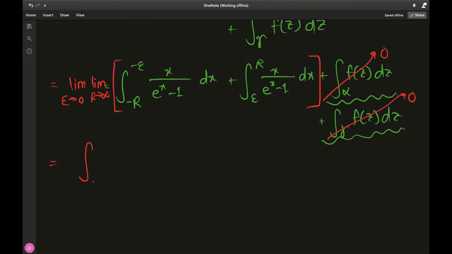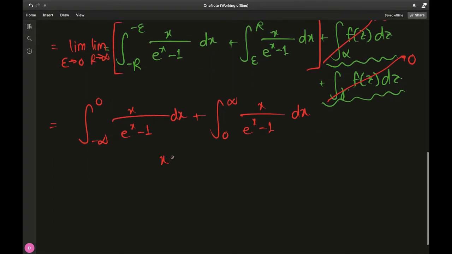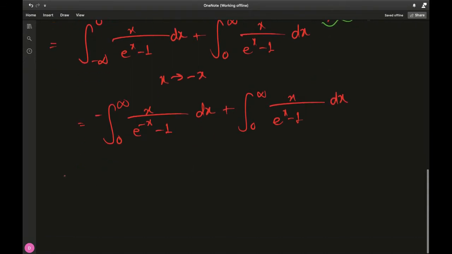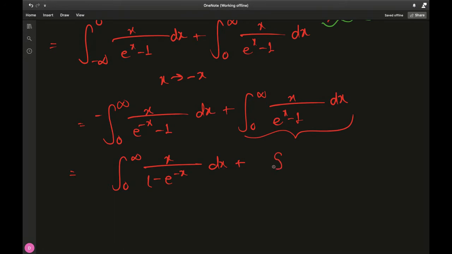So when I do that, I have the integral from negative infinity to 0 of x over e to the x minus 1 dx plus the integral from 0 to infinity of x over e to the x minus 1 dx. Now what I'm going to do on this first integral is make a quick substitution. Let x change to negative x, and doing that we now obtain the integral from 0 to infinity of negative x over e to the negative x minus 1 dx, plus the integral from 0 to infinity of x over e to the x minus 1 dx. We have the integral from 0 to infinity of x over 1 minus e to the negative x dx plus, well, this in the introductory lemma just turned out to be the Basel problem.